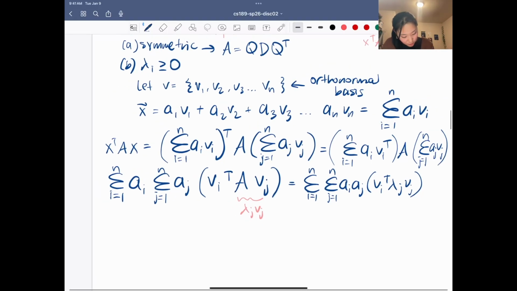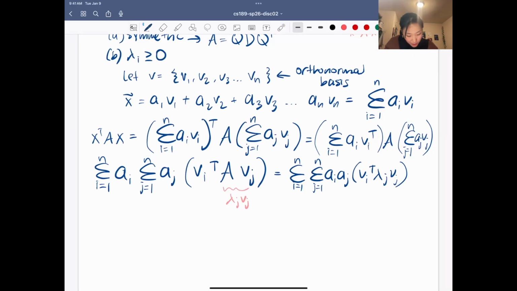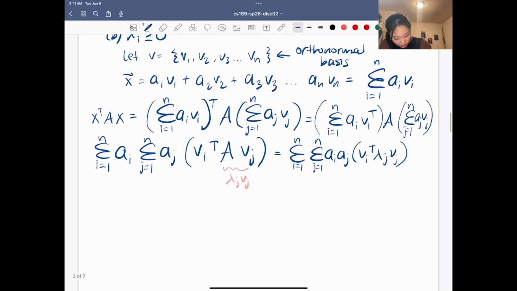If anyone's ever confused about double summations, just think of it as summing every element of a matrix, where ai times aj is like one element of the matrix, and we're iterating through i and iterating through j, like a double for loop, basically. Now we're going to continue by moving this lambda j outside. That will get us something along the lines of the sum over i equals 1 to n and j equals 1 to n of ai times aj times lambda j times vi transpose vj.